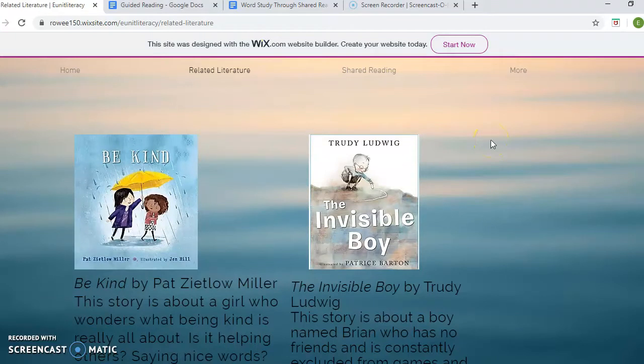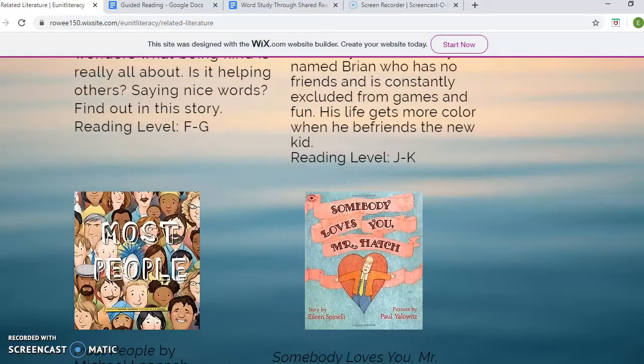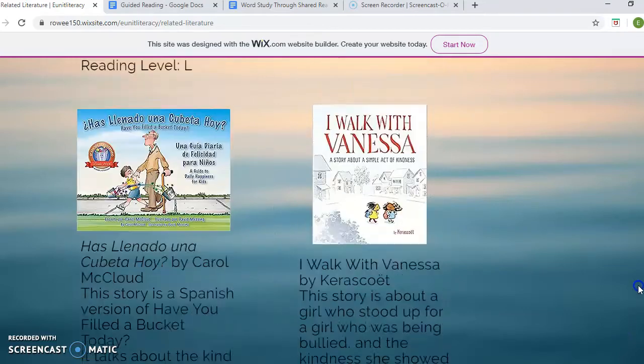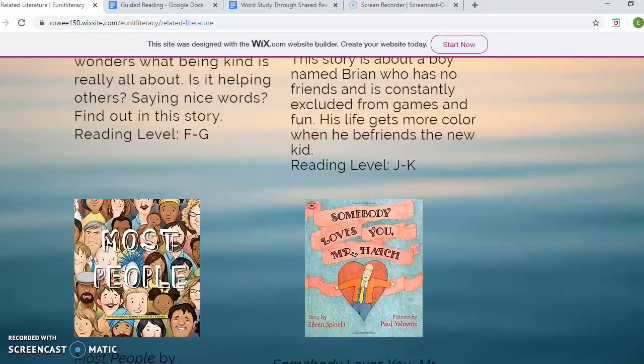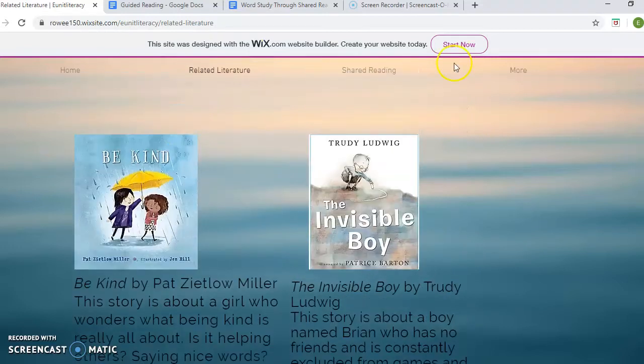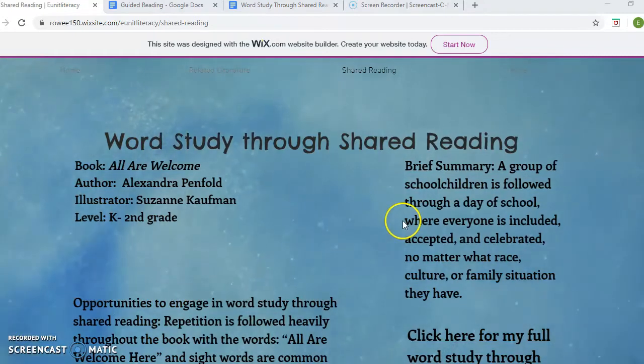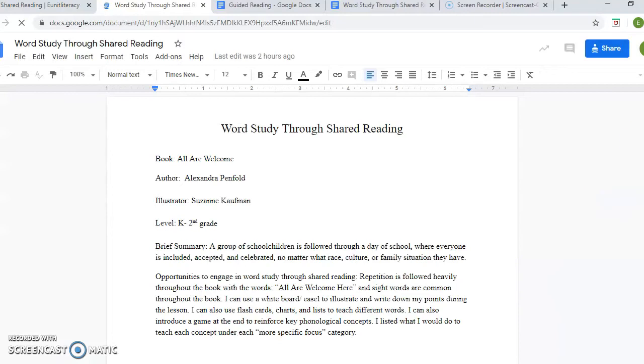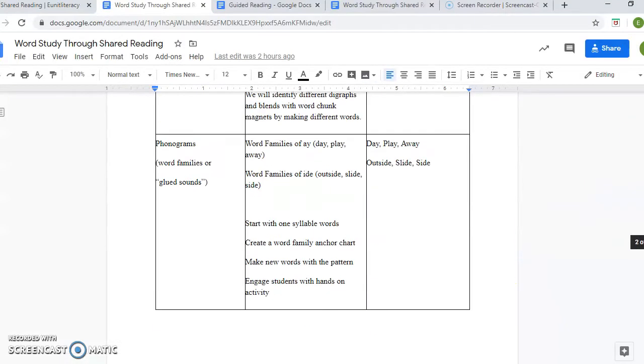The related literature tab consists of books ranging from kindergarten to second grade level, and it also features a book in Spanish. These books are all under the topic of kindness and the power of words. During my shared reading unit, I read the book All Are Welcome. During the lesson, we learn new vocabulary and phonograms. It's crucial to engage students at this time in order to keep their interest.